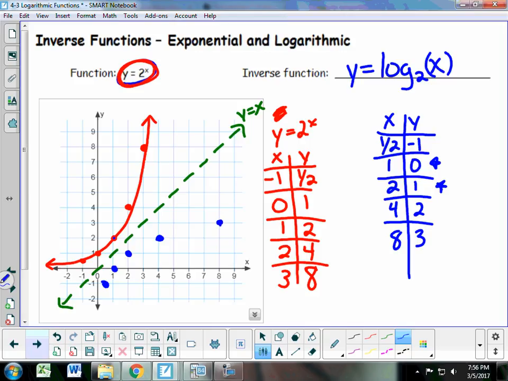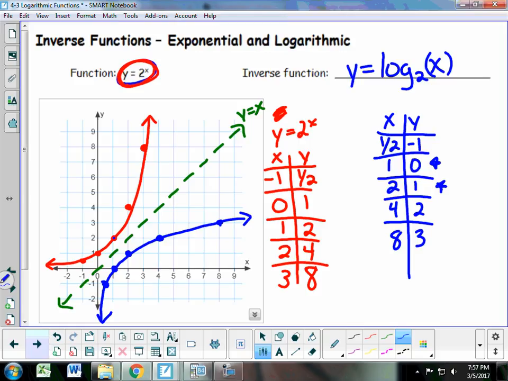Okay, and notice that it should have a similar shape to the original function. So it's going to curve down, and then this one shouldn't cross the y-axis. So the red function doesn't cross the x-axis, this guy doesn't cross the y-axis.